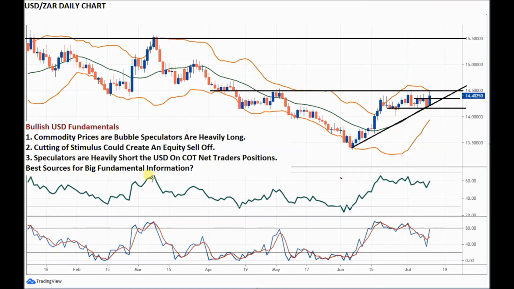Now, in terms of the best sources for fundamental information, big fundamentals, I've done a video on this, which is called Best Fundamental News Sites, which you can just go and look up. Also, you can use our member centre. We always outline the big fundamentals and sentiment behind the charts. In terms of a sentiment tool, check out the COT Net Traders positions. I've done a full video on it on our channel, which is called COT Net Traders Indicator.